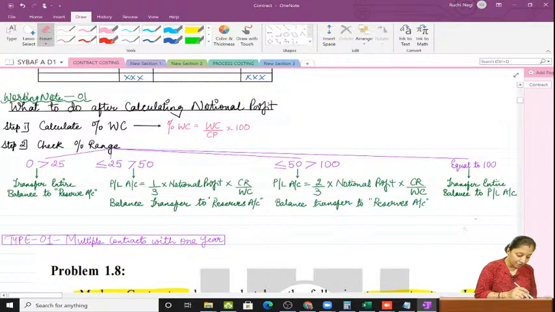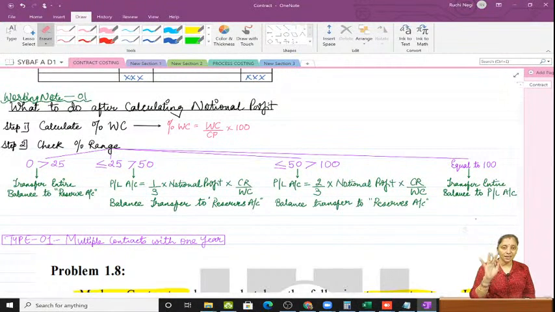If you fall in the first category, then the entire balance should be transferred to the reserves account. Nothing will go to P&L; 0 will go to P&L. If you fall in the second range, then P&L gets 1/3 into notional profit into cash received upon work certified. If you fall in the third range, then P&L gets 2/3 into notional profit into cash received upon work certified. And if it is exactly 100, meaning the entire contract is complete, then the entire balance will go to the profit and loss account.